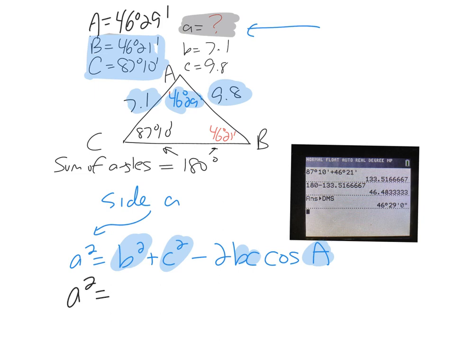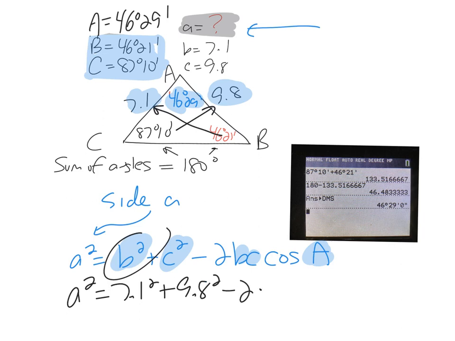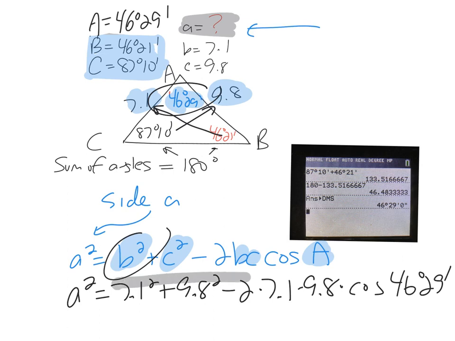So I have A squared equals B squared, so that's 7.1 squared, plus C squared, so that's 9.8 squared, minus 2 times B times C, 2 times 7.1 times 9.8, times the cosine of angle A, and angle A was 46 degrees and 29 minutes. So now I'm going to carefully enter this entire expression into my calculator. That's going to give me what A squared is, and then I'll have to take the square root of that to get A. So take a minute, evaluate that on your calculator, and include that photo on your assignment.